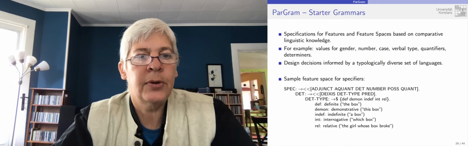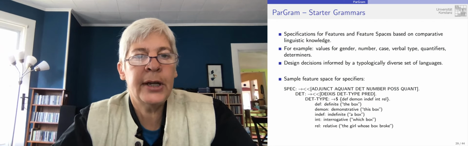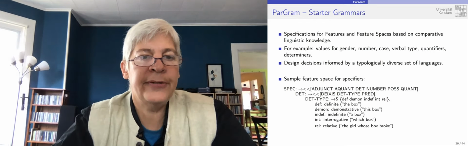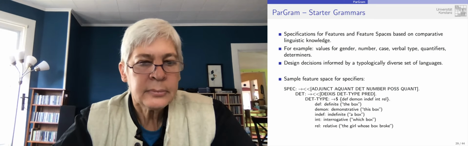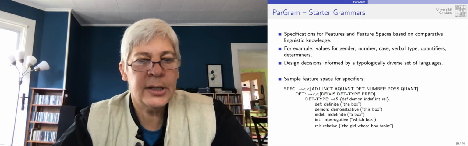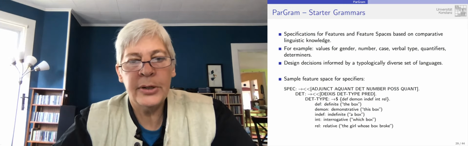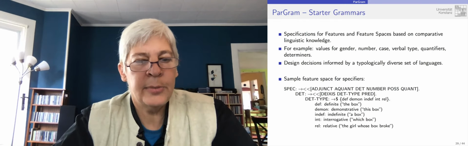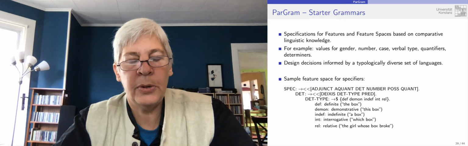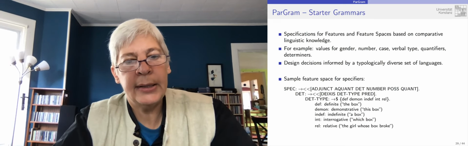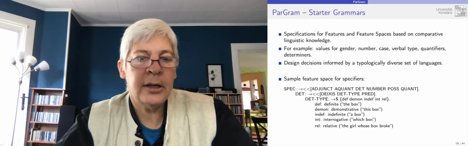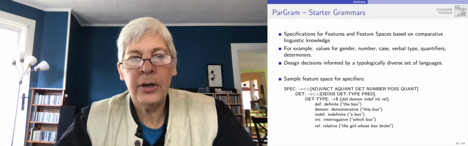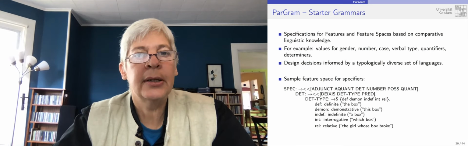So what we've done, for example, is we've written all this down, we've given you starter grammars, and we've given you specifications for features and feature spaces based on the comparative grammar writing experience. So what are possible values for gender, number, case, verbal type, etc. So I've given you a sample feature space here for specifiers, which could be adjective quantifiers, determiners, numbers, possessors, etc. And among the determiners, you could have something that is a definite, a demonstrative, this box, an indefinite, an interrogative, which box, etc. So if you're starting a new language, you can get these specifications for the feature space, and you can look if this feature space applies to your language, if it's got everything. You might go looking for it, or if you need to extend it. But there's a lot of valuable knowledge collected there already.